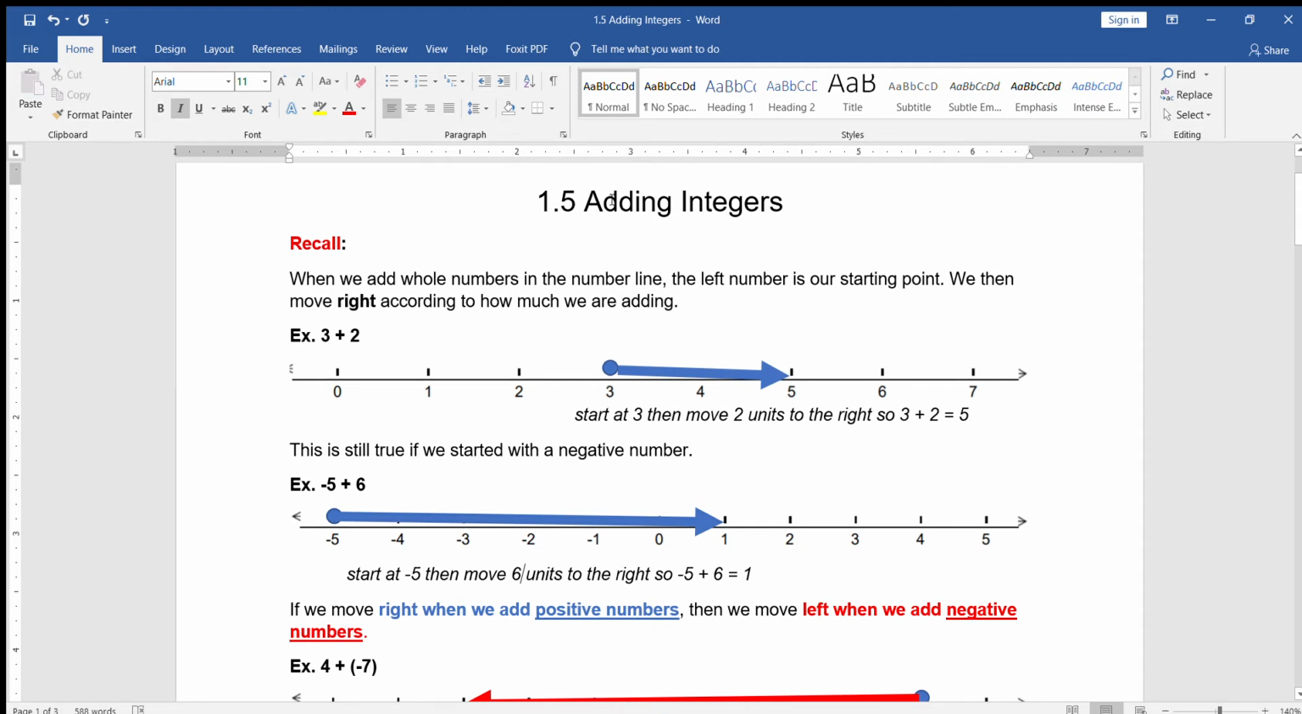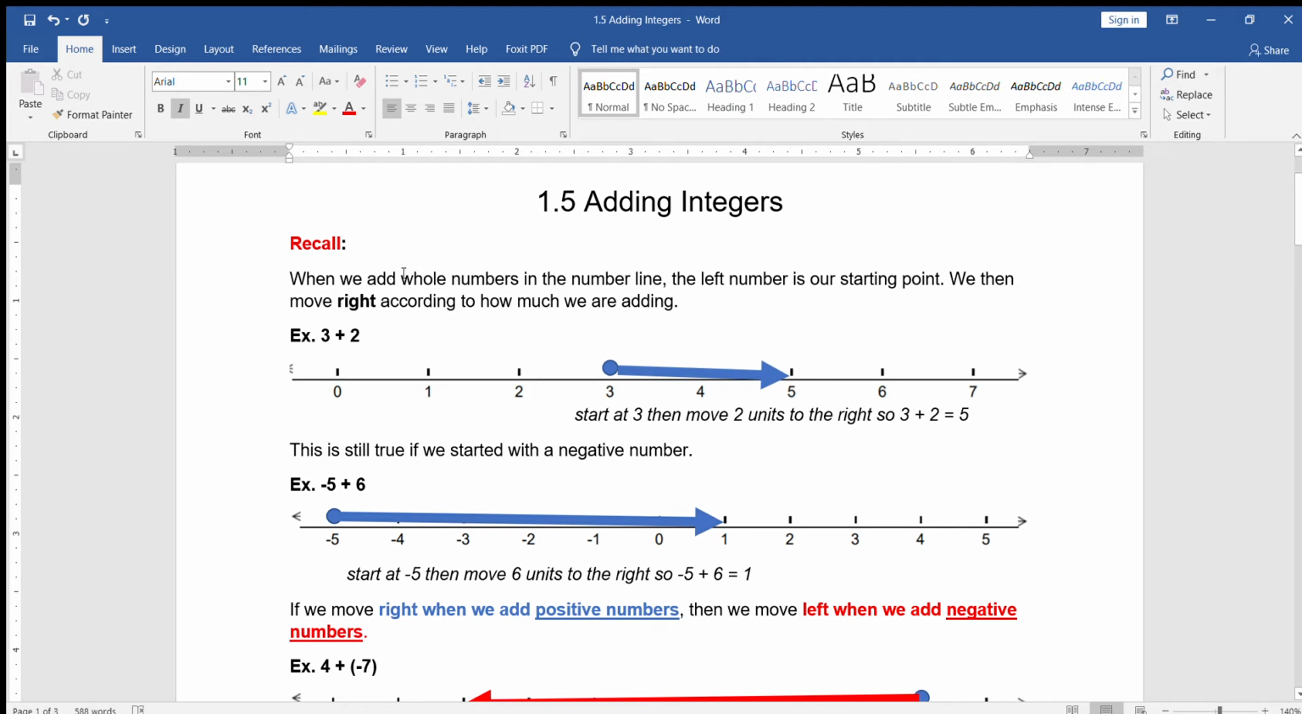Adding integers. So previously, you guys learned on topic 1.4 what integers are, and in this video we're going to go over how to add them. So let's recall some things first.